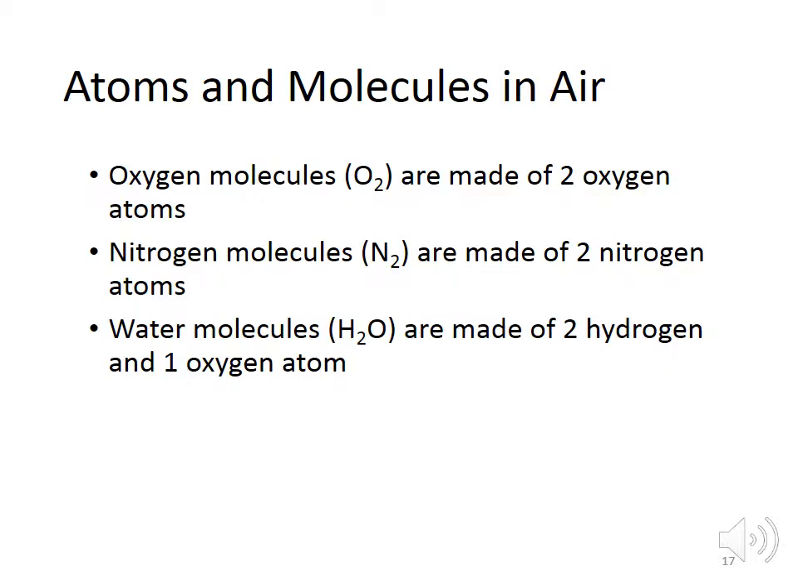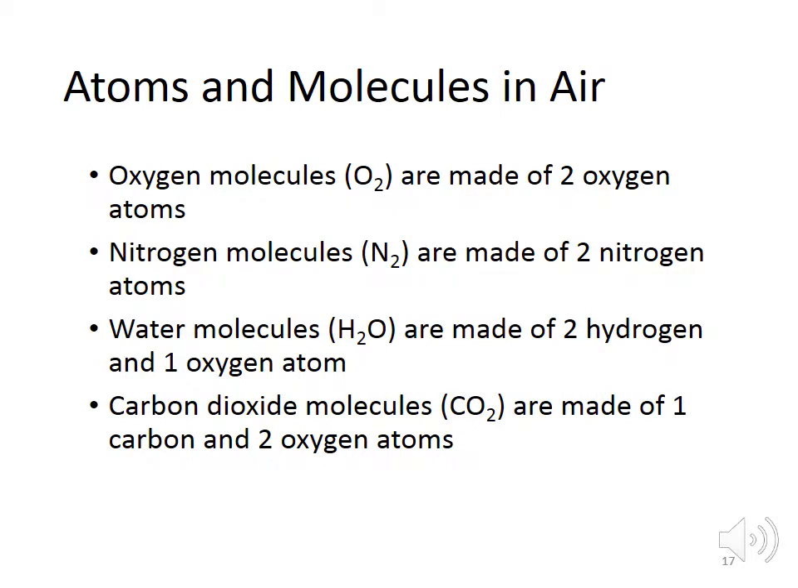We know that air contains water molecules, but again, water molecules are made of 2 hydrogen and 1 oxygen atom. And finally, we know that carbon dioxide molecules are in air, but carbon dioxide is made of 1 carbon and 2 oxygen atoms. Notice that when we're talking about atoms and molecules in air, we do not say that air contains carbon, because that would imply that air contains the element or the substance carbon. Instead, we say air contains carbon dioxide, and we know when we say carbon dioxide that carbon dioxide contains carbon, 1 carbon and 2 oxygen atoms.